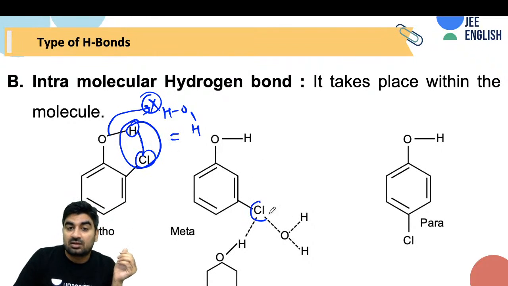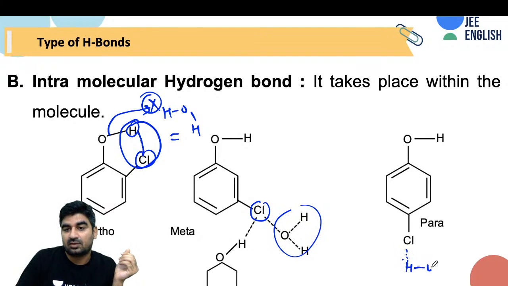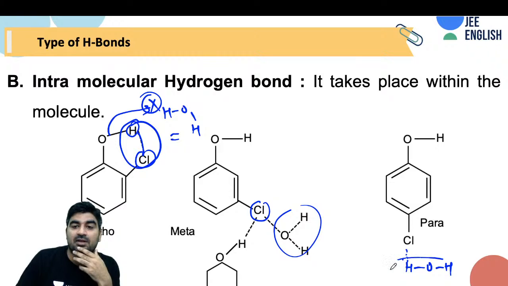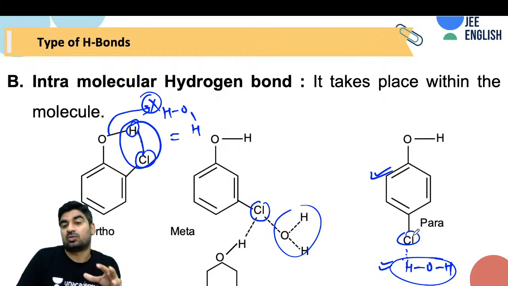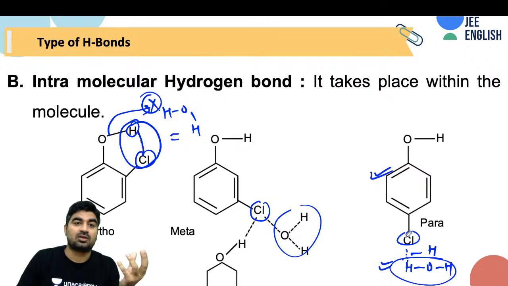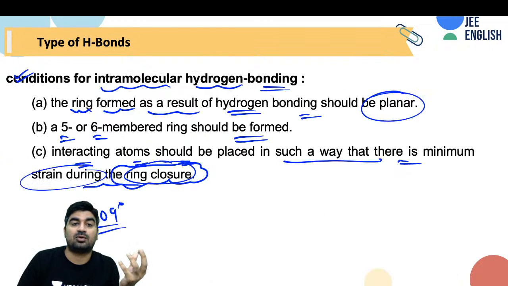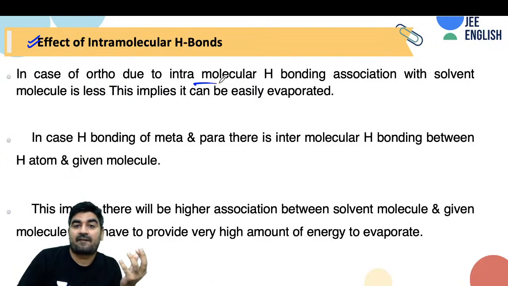However, in case of meta and para, there will be hydrogen bonding between this para product and water. So due to this hydrogen bonding, the solubility will be high. So due to intramolecular bond, the association with the solvent will be less.